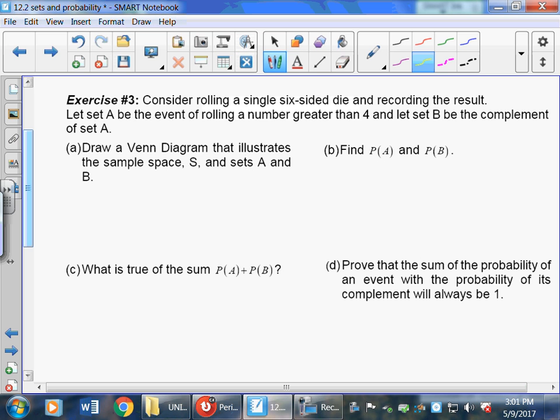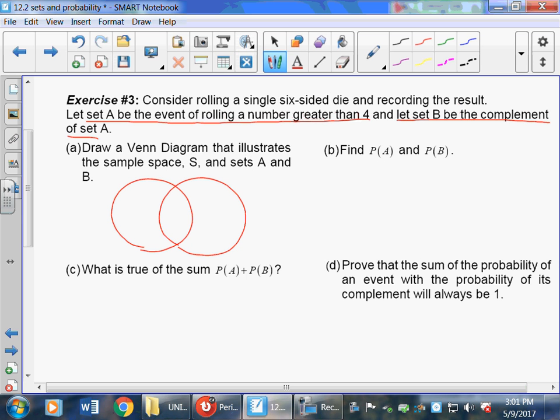So in exercise 3, consider rolling a 6-sided die and recording the result. Let set A be the event of rolling a number greater than 4. Let's underline that. Set A, number greater than 4, and set B is the complement of set A. So draw a Venn diagram that illustrates the sample space S and the sets A and B. Do we have an overlap is what we have to consider. A Venn diagram talks about two sets. We'll call this set A, we'll call this set B. So set A is the numbers greater than 4.